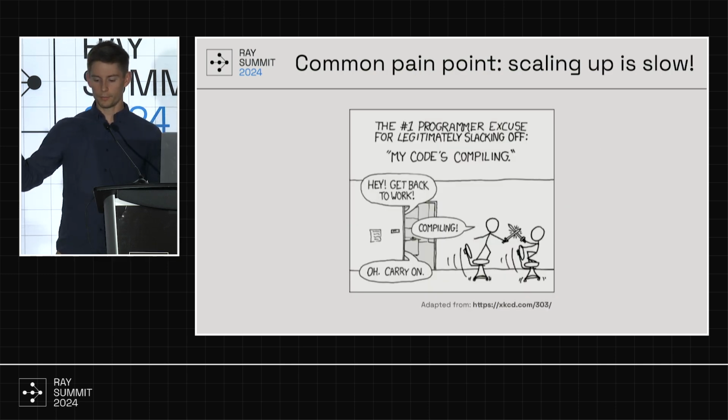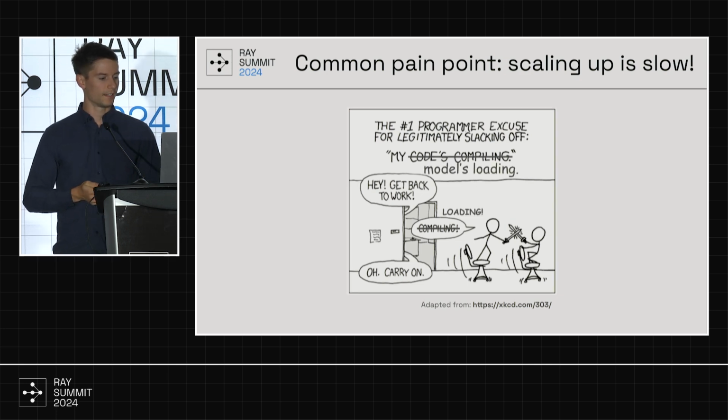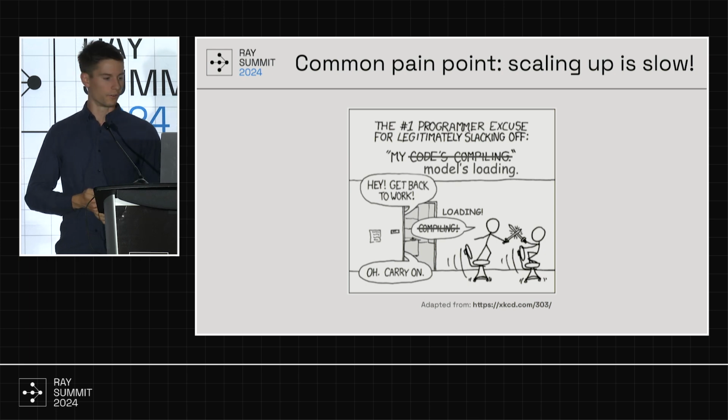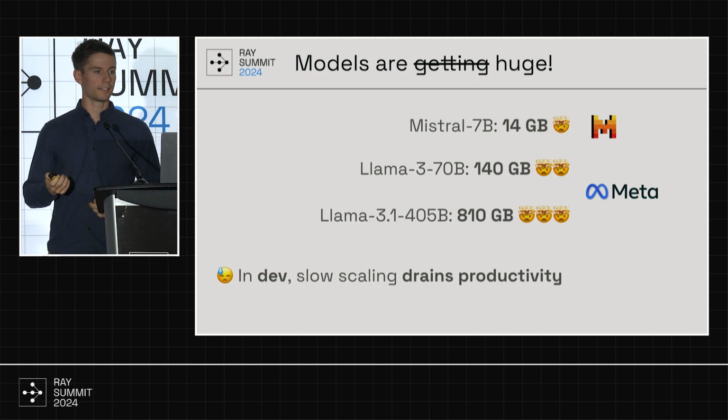So I think a lot of people have probably seen this classic XKCD comic where people are slacking off waiting for code to compile, but I think we need to update it for the modern AI-driven world. And we're still doing the same thing, but now our excuse is that models are loading instead of code compiling. So this really does lead to some serious problems.